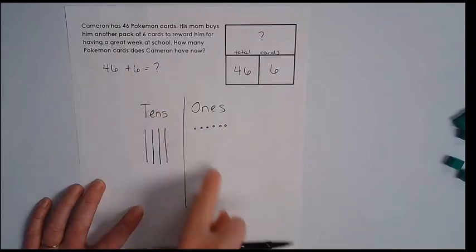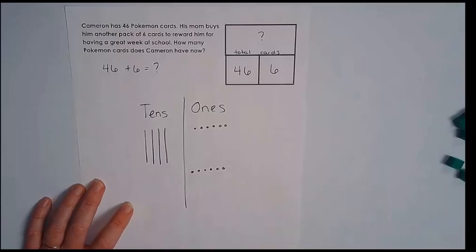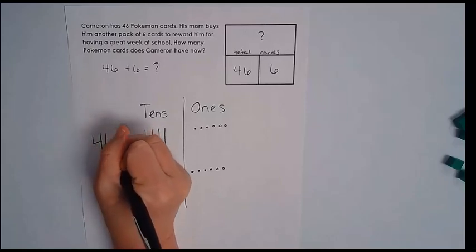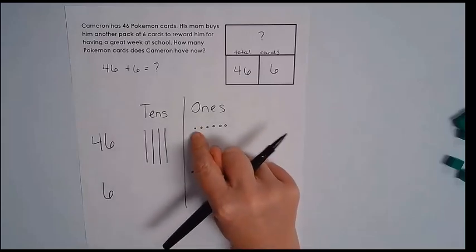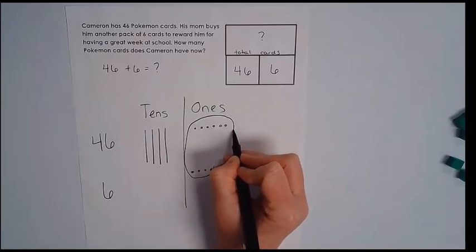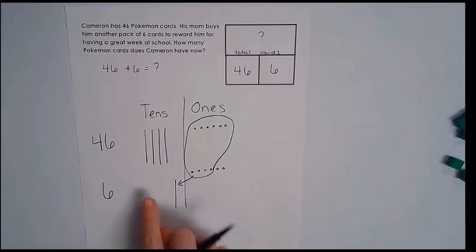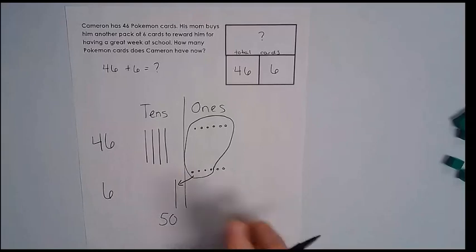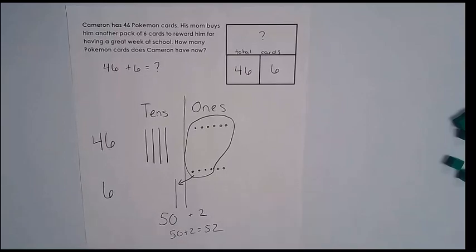And then the 6 ones from the cards, 1, 2, 3, 4, 5, 6. Now I know again that I can compose a 10, so that's 6, 7, 8, 9, 10. And I would draw my new 10. I see again that I have 50 and 2, which is 50 plus 2 equals 52. So really getting your students to just basically do what they did with the base 10 blocks, but drawing a picture of that.